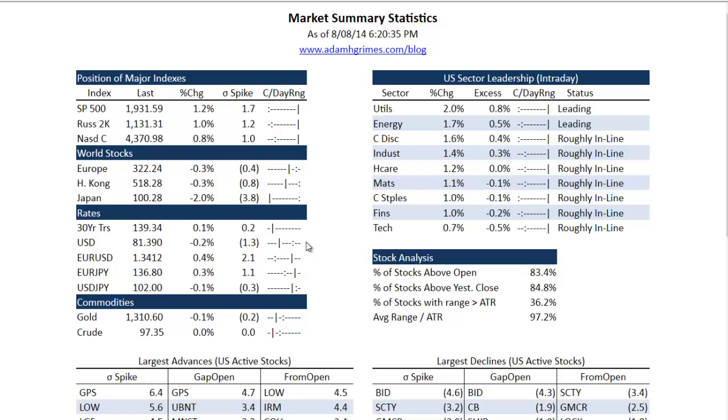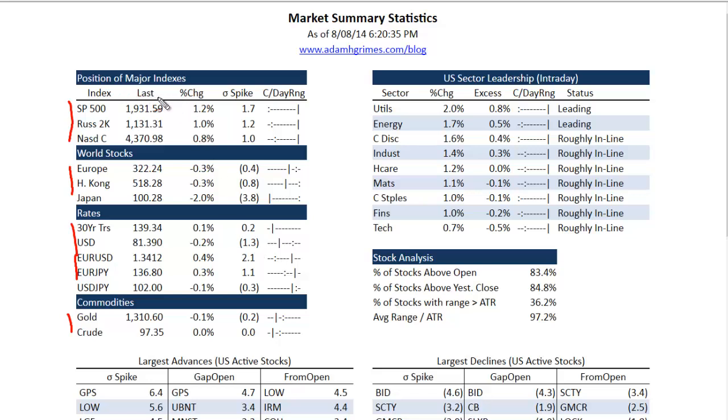But let me also walk you through the sections of the stats page and just talk about a few things. Here on the left, you have a quick overview of major world markets, starting with domestic stocks: S&P, Russell, NASDAQ Composite, world stocks. Keep in mind that Europe and Asia will be out of their regular trading sessions for most of the time the U.S. is open. And then some currencies, U.S. dollar index, 30-year treasuries, and three important currencies. And then just a brief look at a couple of commodities, gold and crude.